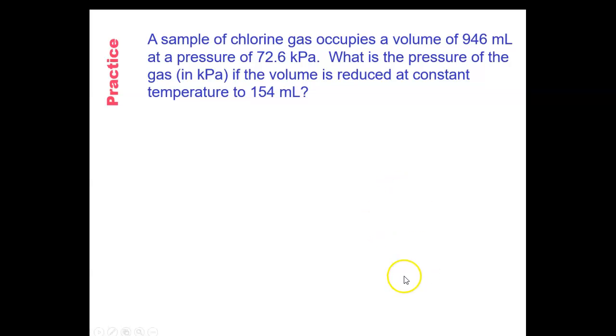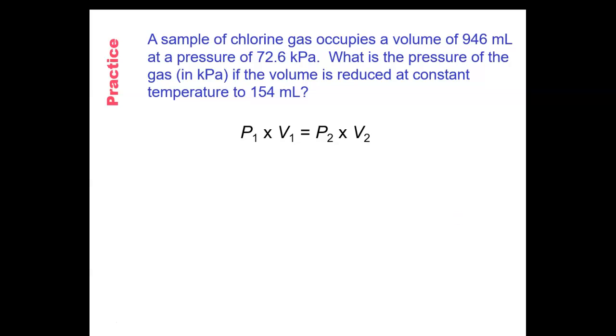So here's a practice problem for you. If a sample of chlorine gas occupies a volume of 946 milliliters at a pressure of 72.6 kilopascal, what would be the pressure if the volume is reduced at constant temperature to 154 milliliters? So try to solve that, and then after you turn the video back on, you can check your work.